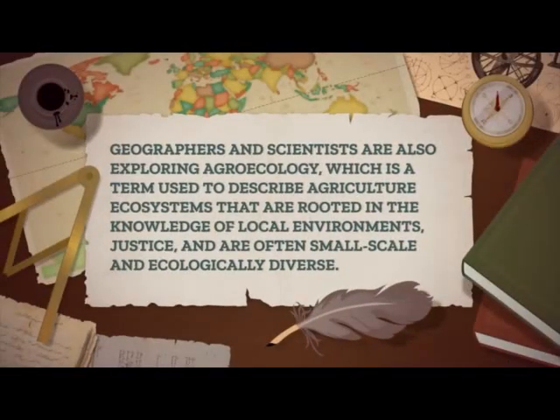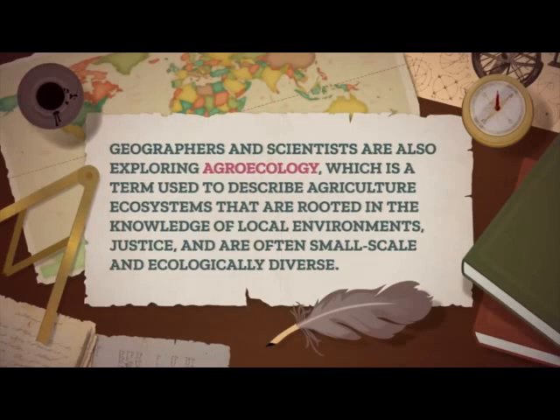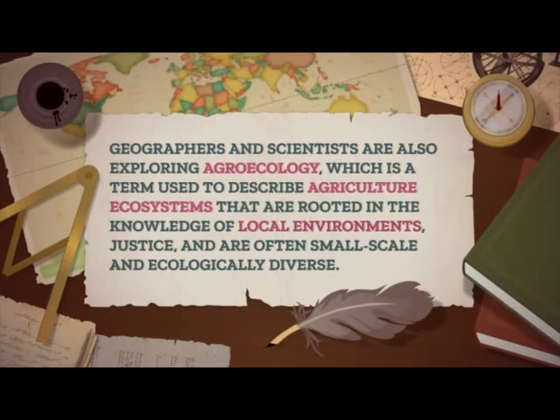Geographers and scientists are also exploring agroecology, which is a term used to describe agriculture ecosystems that are rooted in the knowledge of local environments, justice, and are often small-scale and ecologically diverse. So will we use these methods in the future? I sure hope so. But given how much agriculture is currently focused on exporting food around the world rather than feeding local communities, it's unlikely there will be a mass shift to agroecology anytime soon.